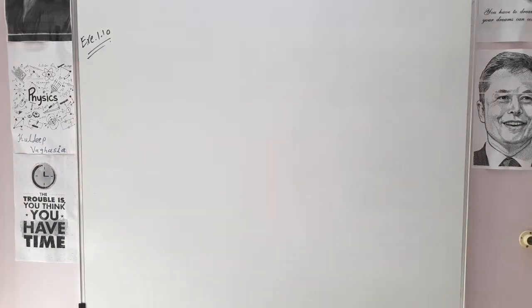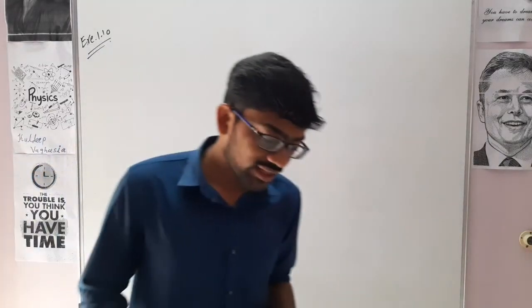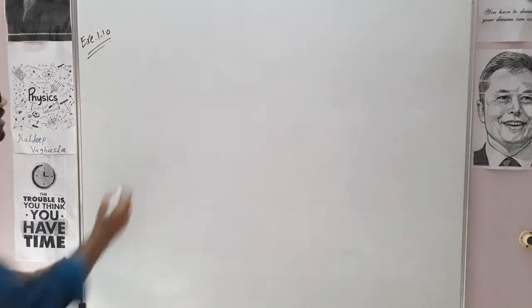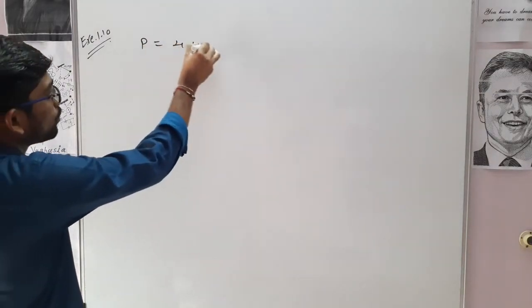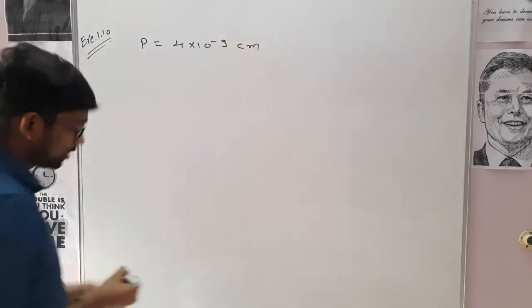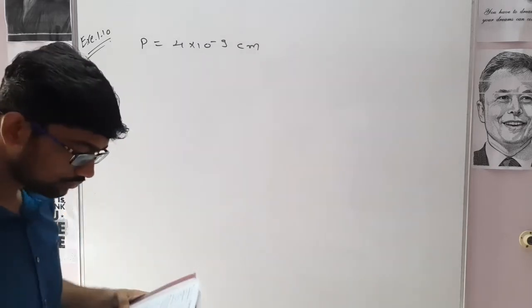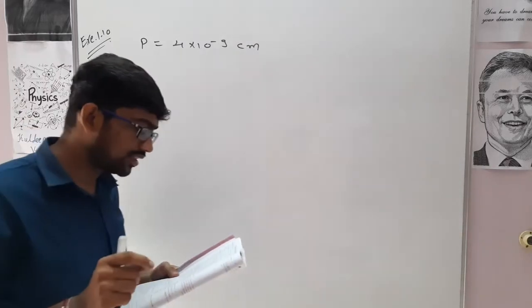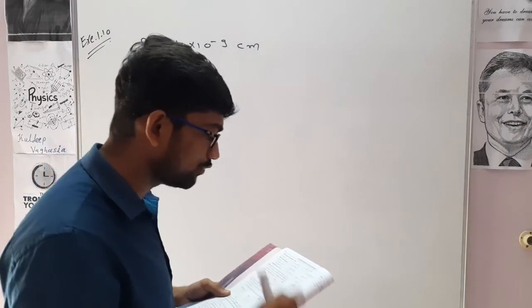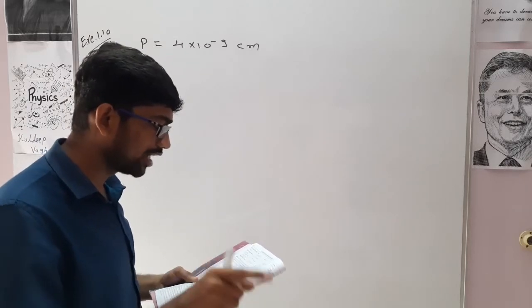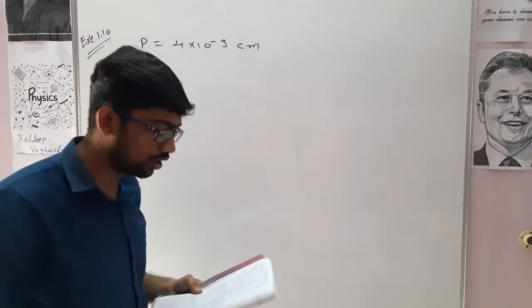See, the example based on this theory is exercise 1.10. The question is: an electric dipole with a dipole moment of 4 into 10 to the power minus 9 coulomb meter, that is not centimeter, coulomb meter, C is capital, is aligned at an angle of 30 degrees with the direction of a uniform electric field of magnitude 5 into 10 to the power 4. Calculate the magnitude of the torque acting on the dipole.